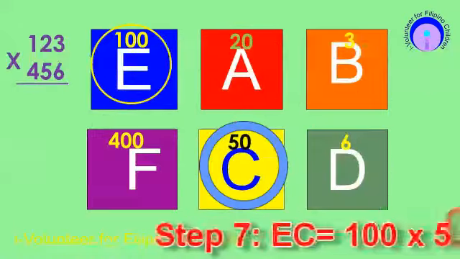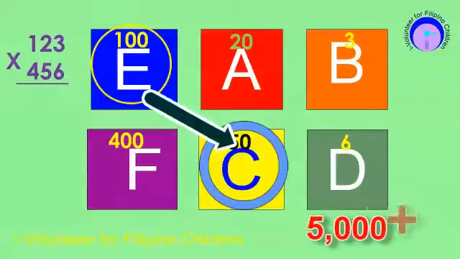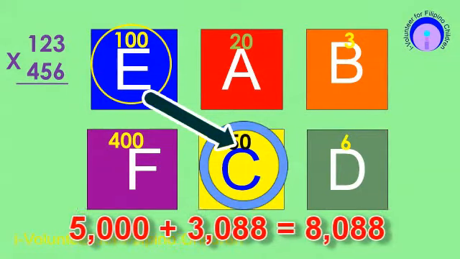Next step is finding the product of EC. 100 times 50 is equal to 5,000. 5,000 plus 3,088 is equal to 8,088.